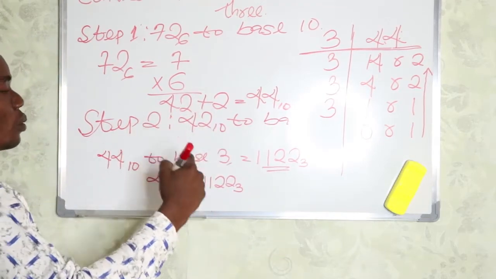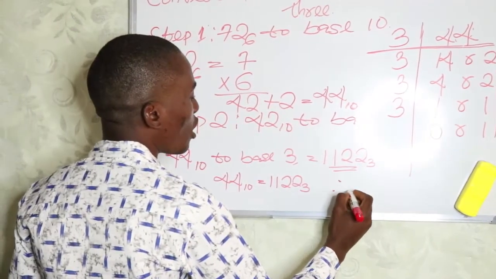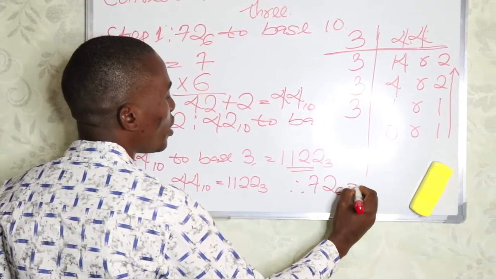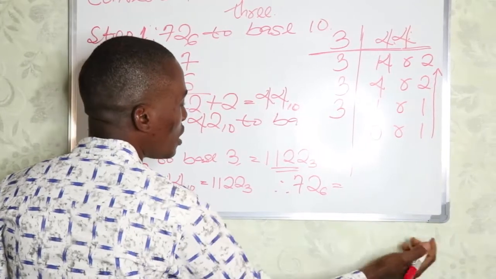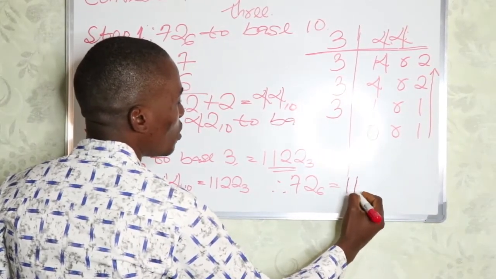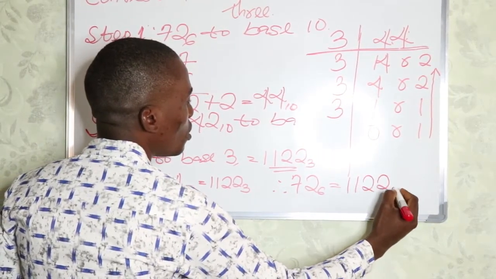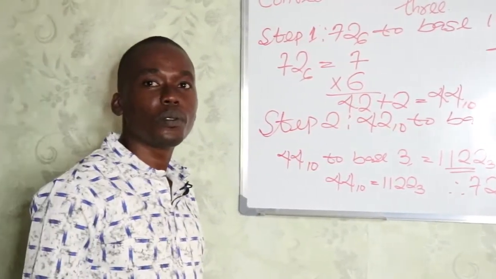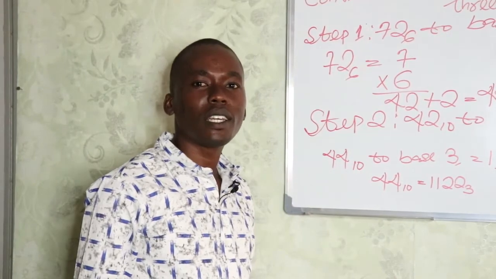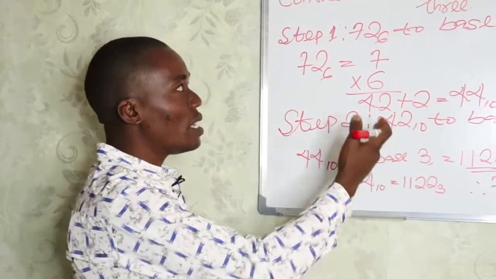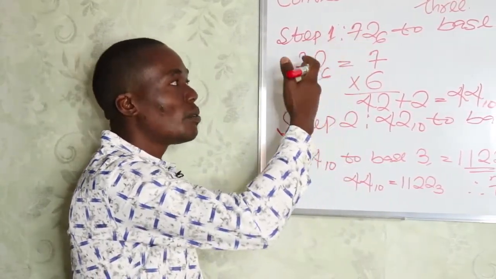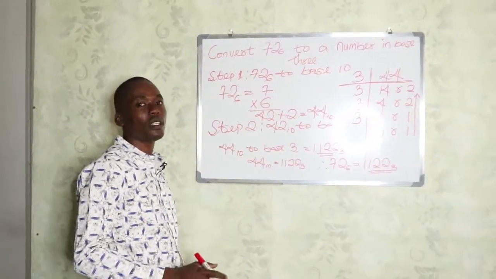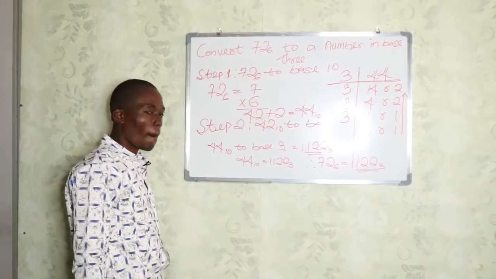So in all the question, therefore, we can come to see now that 72 base 6, when converted to base 3, will be equal to 1122 base 3. And that will be our final result. I guess you get it. And following this step, you can easily convert from other bases to other bases using Keynote 3 comfortably without much stress.